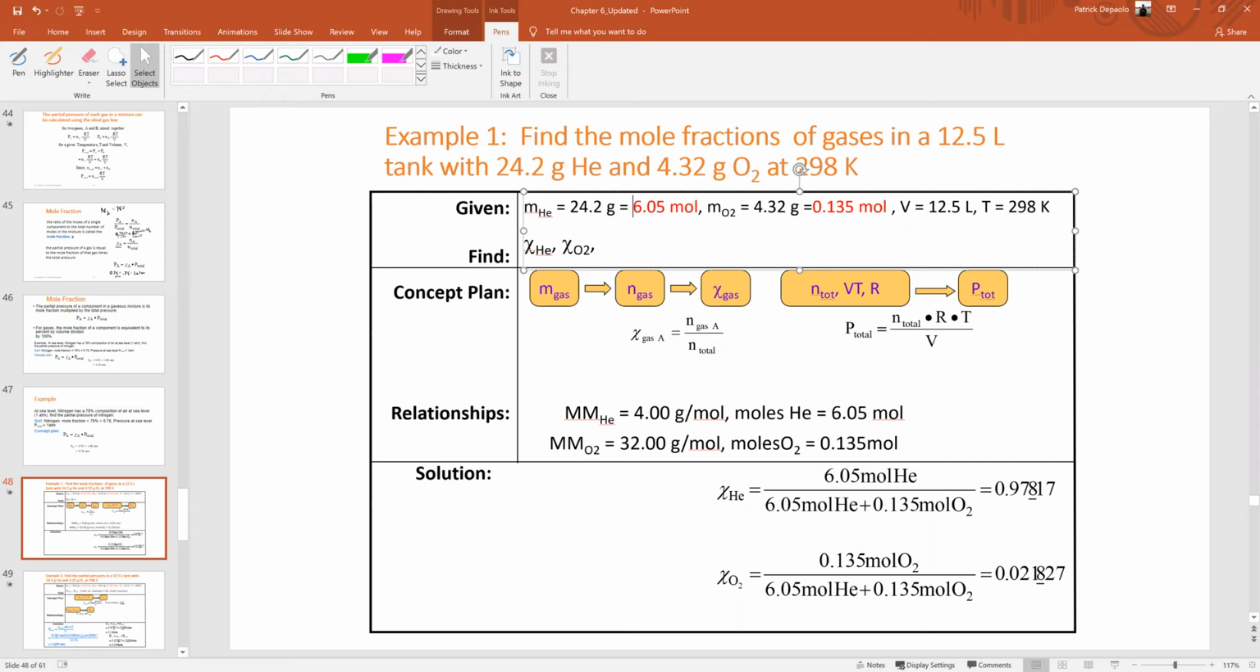Cool. Okay, so you add up both of the moles, and you see that you're doing that right here. You get 6.185, and that has to be the total. Then you can figure out the mole fraction of each gas. Helium, 6.05 divided by the total, you get 97%. Oxygen, 0.135 divided by the total, you get 2%. So that's how you can figure out mole fraction.